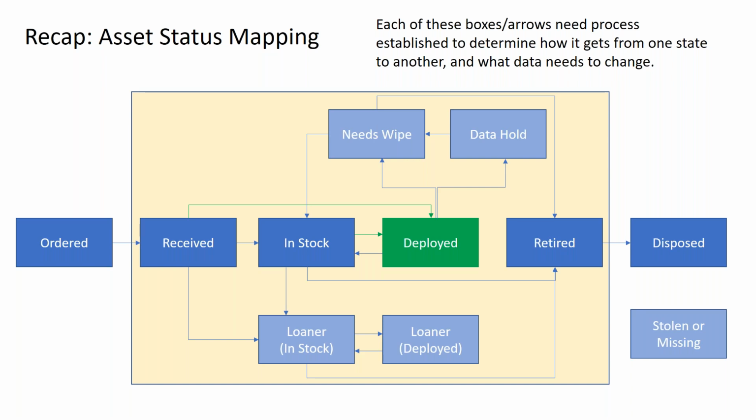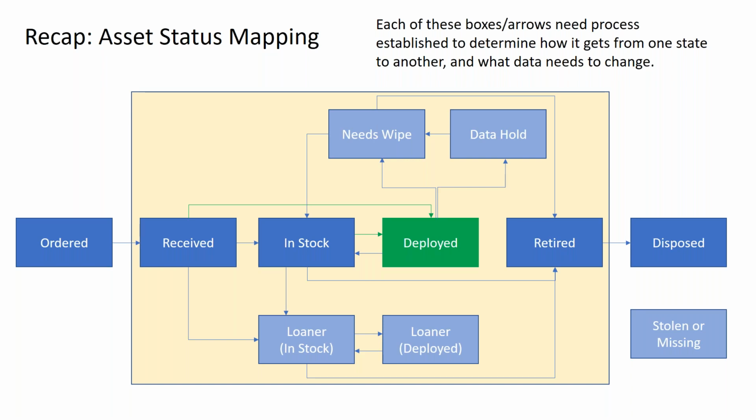So identifying when a device is deployed, we need the status change, we need the location set, we need the custodian set, and we need the assigned date set. So we might come up with, these are the items that we need to have set when a status change happens, and you essentially need that for all of these states.